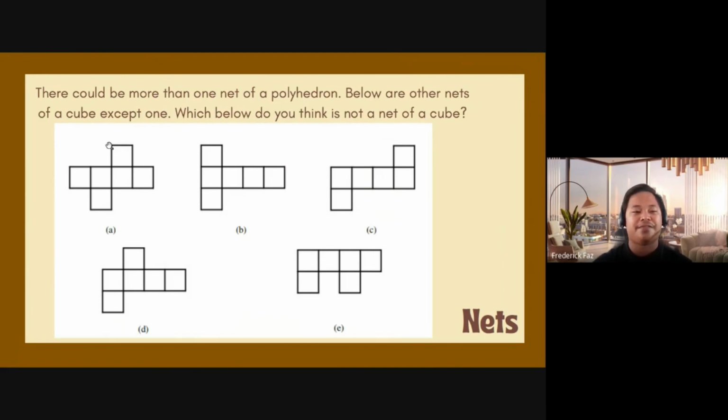So there could be more than one net of a polyhedron. Below are other nets of a cube except one. Which below do you think is not a net of a cube? So which one here? Okay, I know, you also know the answer.